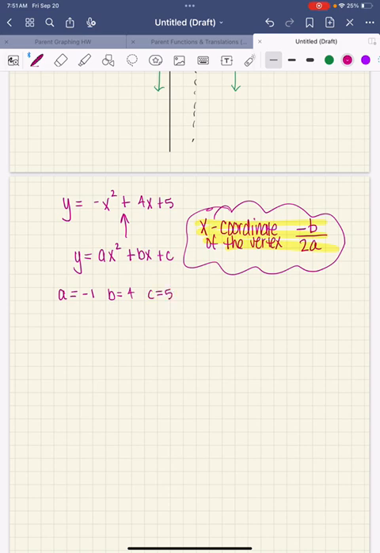So the x value, we know from previously that it should be 2. So the opposite of b is negative 4 over 2. A is negative 1, and that is indeed 2. Cha-ching! And then to find out what the y-coordinate is, I'm going to plug in. I think I might have messed that one up. So to find the y value, 2 squared is 4. The opposite of 4 is negative 4, plus 8 plus 5, which is indeed 9.